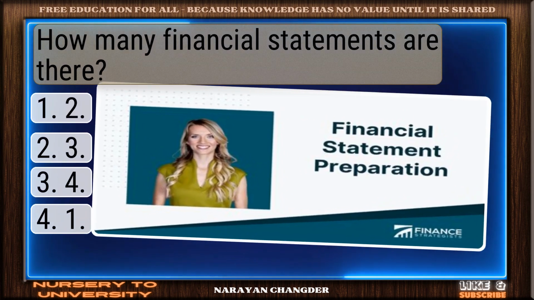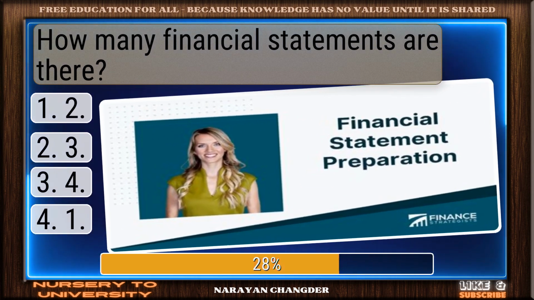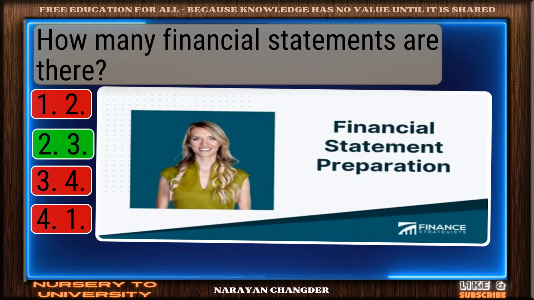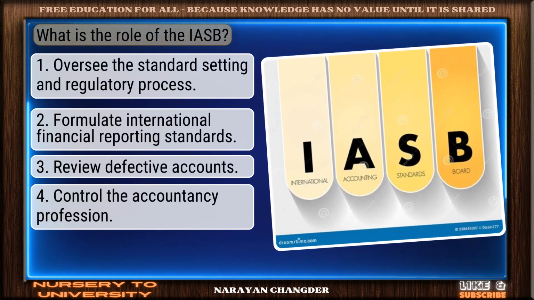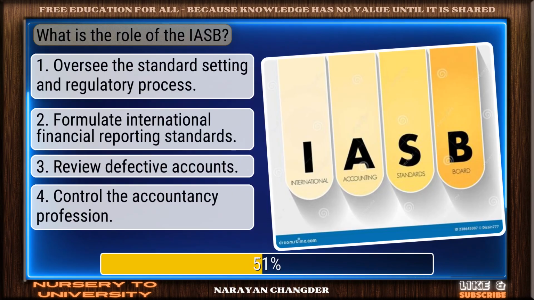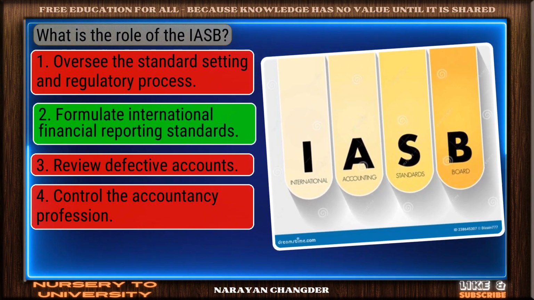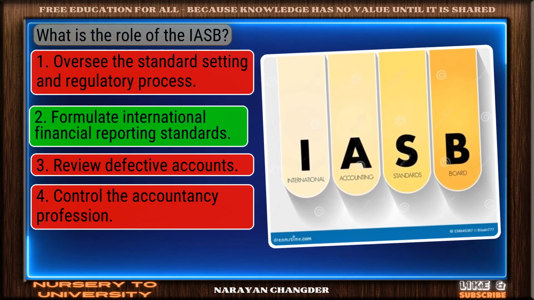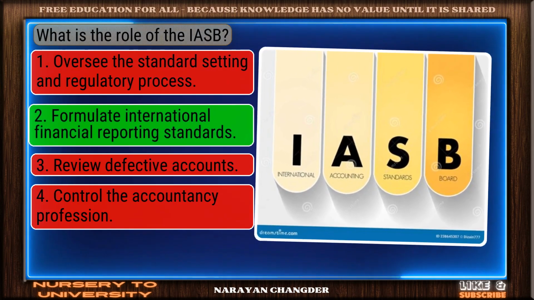How many financial statements are there? Correct. 3 is the right answer. What is the role of the ASP? Nice work. You chose Formulate International Financial Reporting Standards, and it is correct.